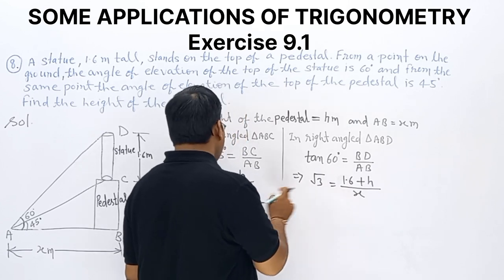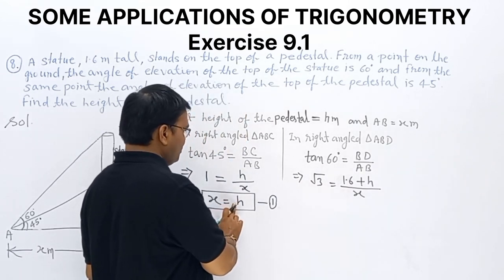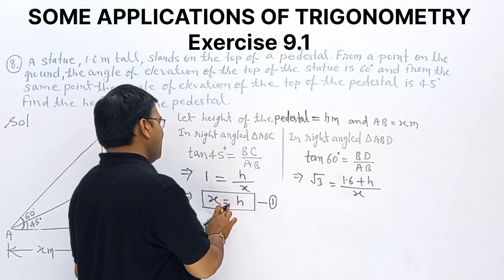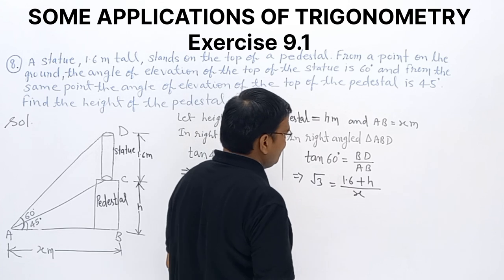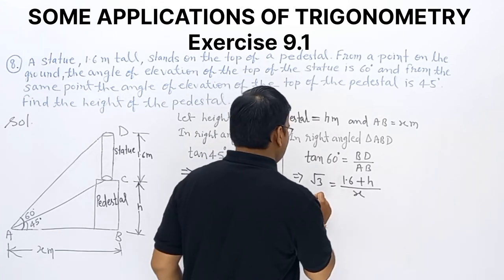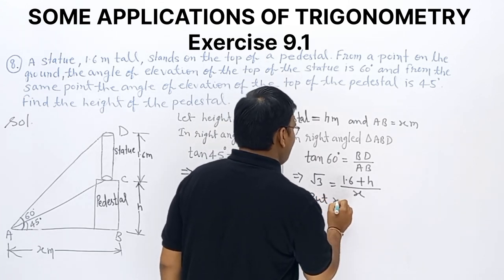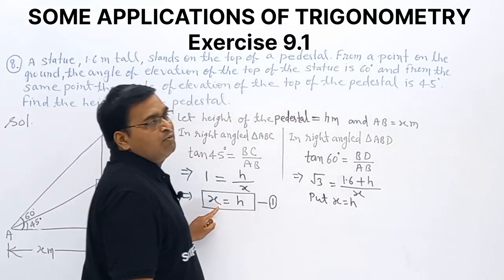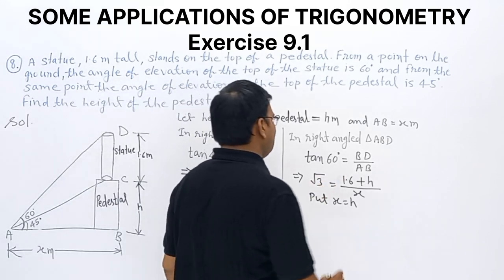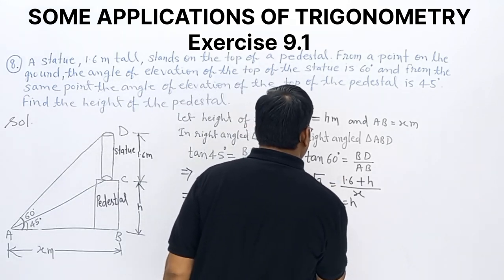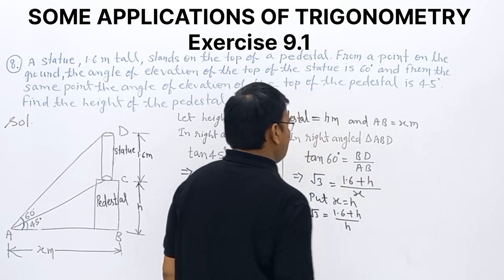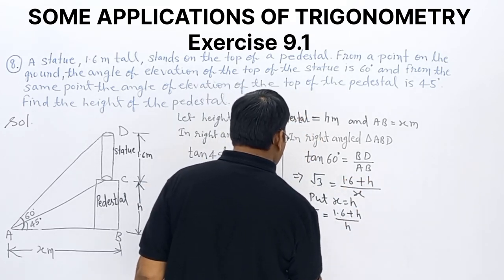Now we are having one equation, X equal to H. Once we put X equal to H from this equation into this one, we get a one variable equation. So I am putting X equal to H, in which then what do we have? Square root of 3 equal to 1.6 plus H divided by H. Clear? Now solve this one.